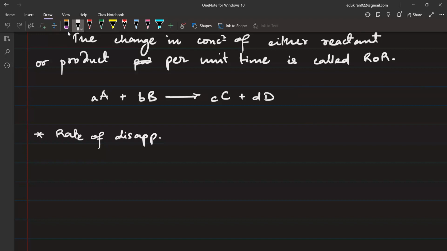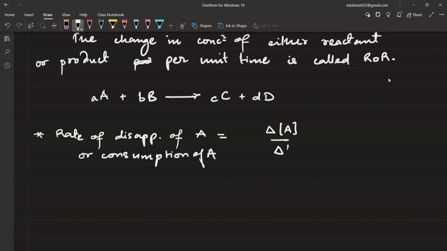Okay, so please write. See here, don't write anything. Rate of disappearance of A is equal to, please see, I am only talking about A, so I will only be looking at A. Yes or no, please tell me, guys. I'll be only looking at A, correct? Yes, sir. Or consumption of A. If I'm only looking at A, then I can say the change in the concentration of A divided by the change in time. The rate of disappearance means A is disappearing, the concentration of A is changing with respect to time.